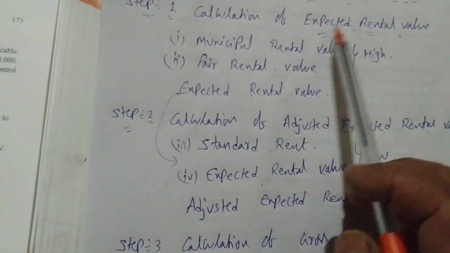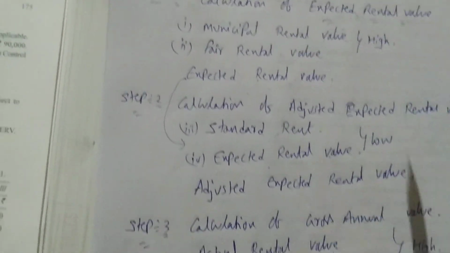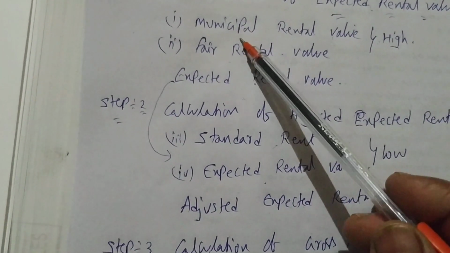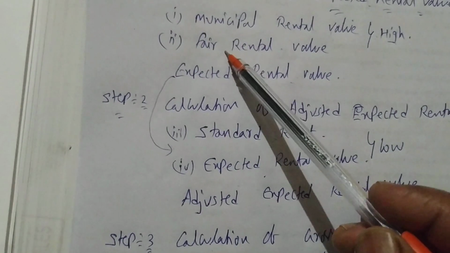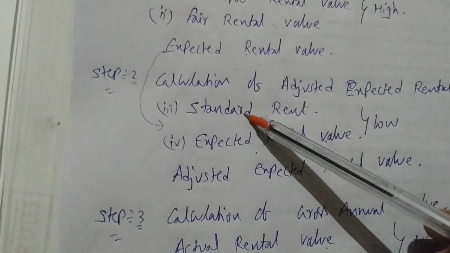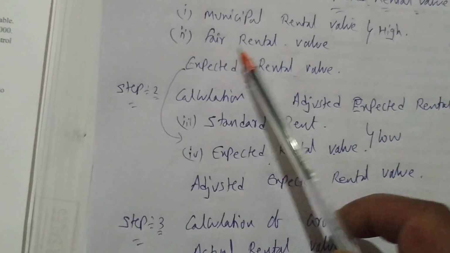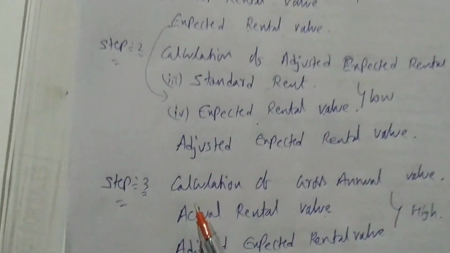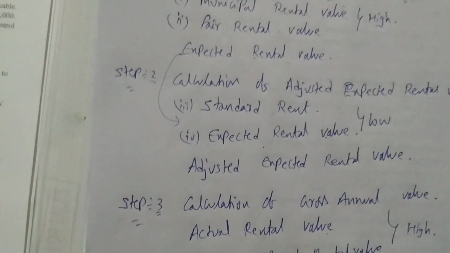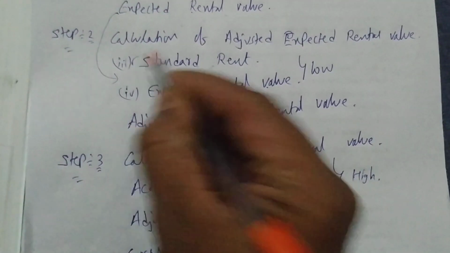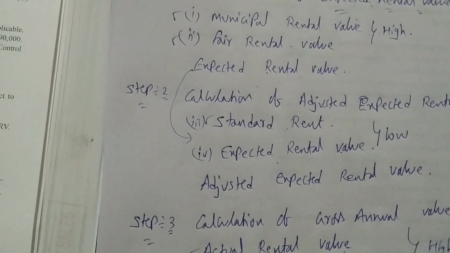Step number 1 is what? High. Step number 2 is what? Low. And step number 3 is what? High. In step number 1, high, we compare municipal rental value and fair rental value; then standard rent and actual rental value will also be given in the question. These 4 things will be given in the question: MRV, FRV, standard rent, actual rent.